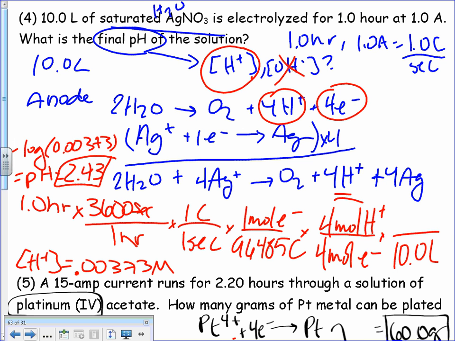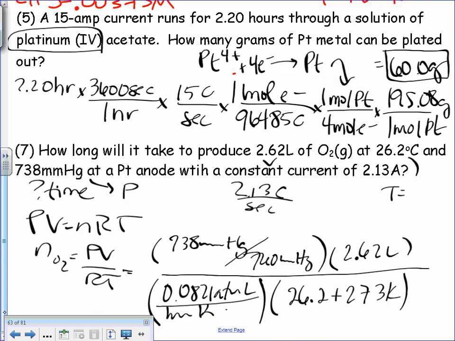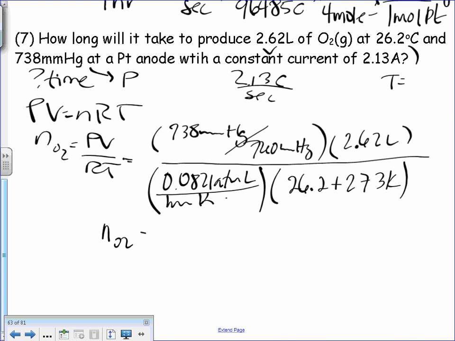Okay, n is 0.1037, or sorry, 0.1057 moles of oxygen. I didn't round because I don't want rounding error.